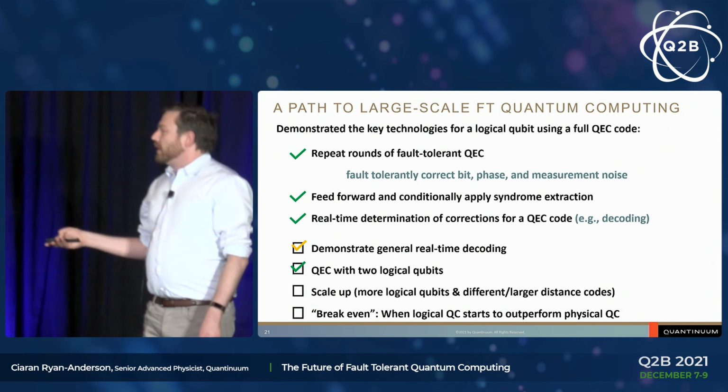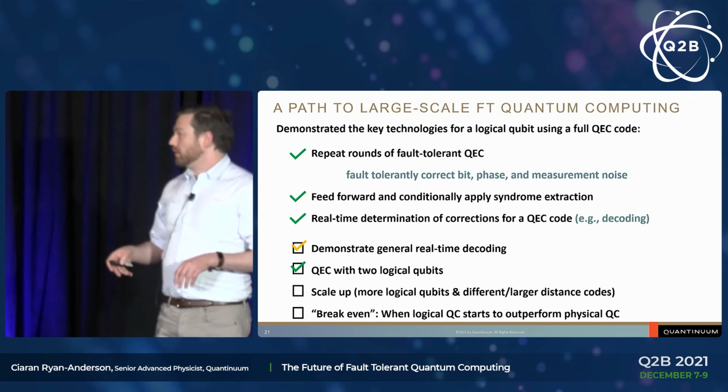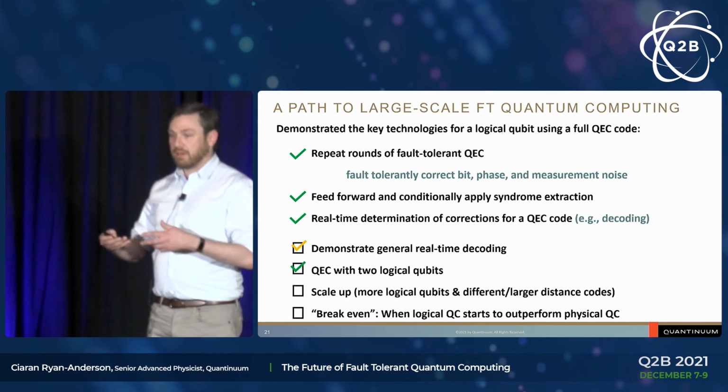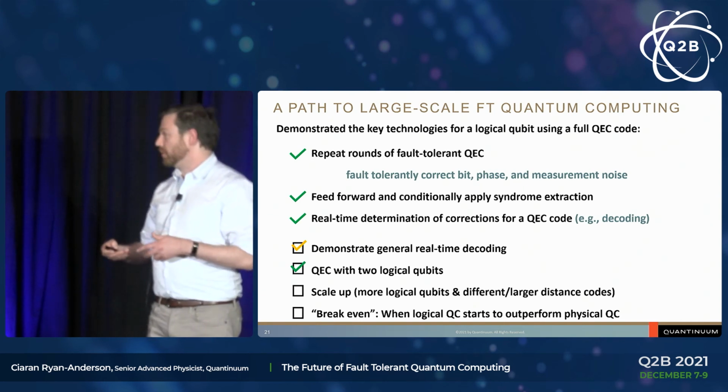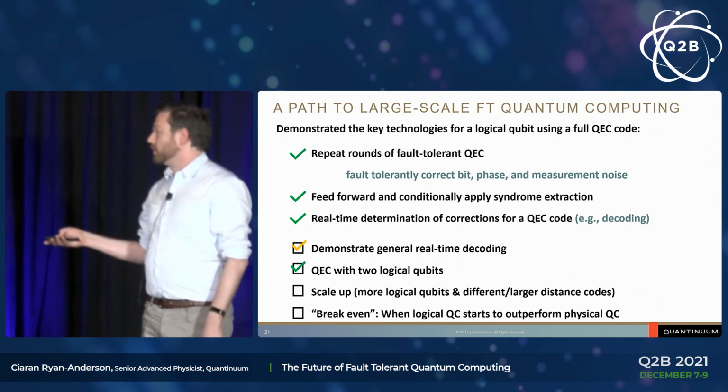And we did an actual logical 2-qubit gate, a CNOT gate, and for the first time in the world also applied quantum error correction to those two logical qubits, and did real-time decoding on those 2 logical qubits.